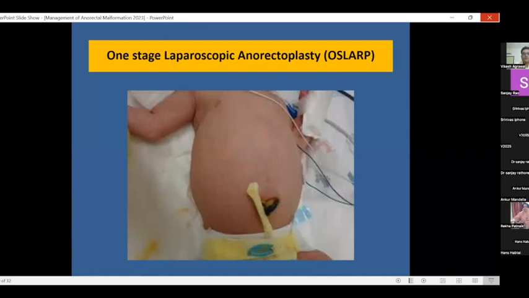We started doing open anorectoplasty, PSARP. It is good for rectobulbar fistula, but for rectoprostatic fistula, it becomes a little difficult because the rectum is high up and dissection becomes very difficult from the perineum in a dilated rectum.